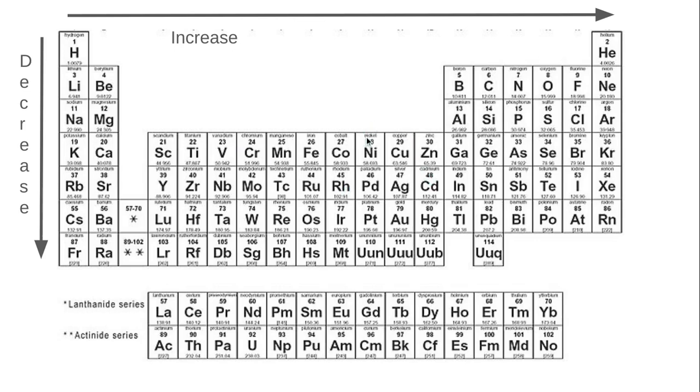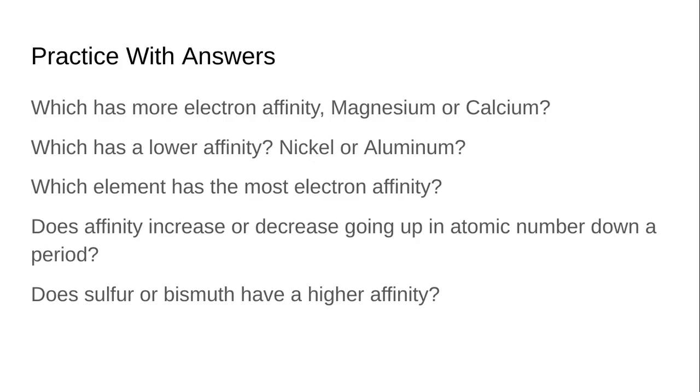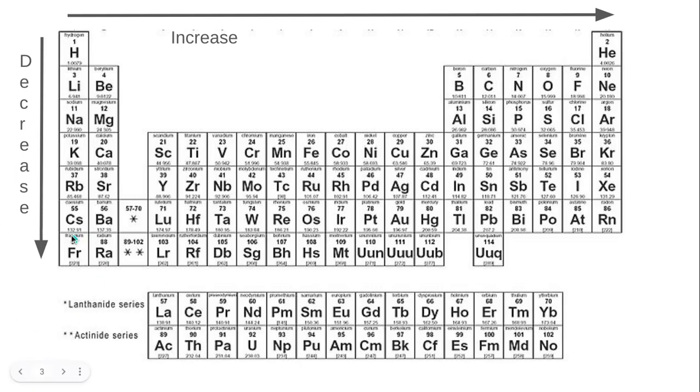Next, which has a lower affinity, nickel or aluminum? So nickel right here and aluminum right here. So lower means we can follow this line right here, and which one we come to first would be nickel right here, which means it has a lower electron affinity than aluminum. Which element has the most electron affinity? So as we go up here, remembering that our noble gases do not have electron affinity, fluorine is the highest that we can go and has the highest electron affinity possible.